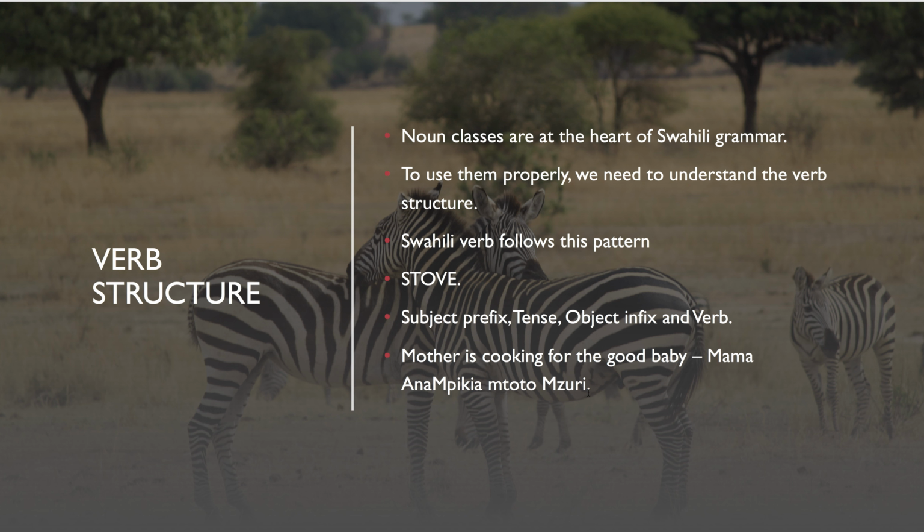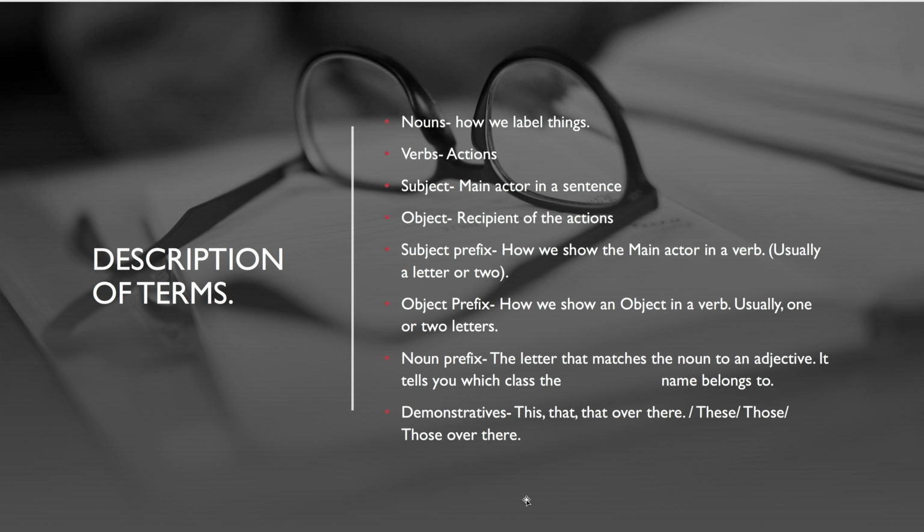So don't worry about this. We're going to be breaking them down a little later, but this is just to introduce the different concepts that are affected by the noun classes. So to go over these concepts so that when you hear them later you're not confused: nouns, how we label things, cup, book, baby, all those things are things, and to label them we use nouns. Verbs, these are simply actions in any sentence.